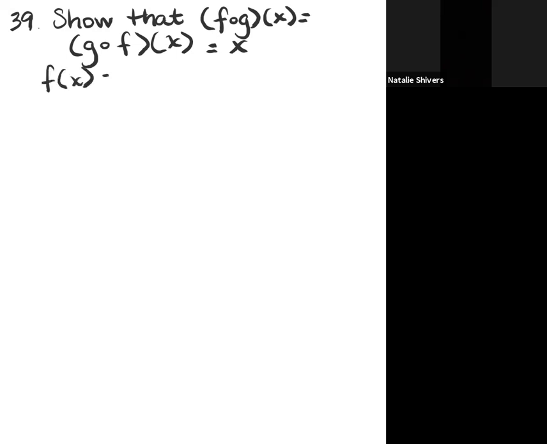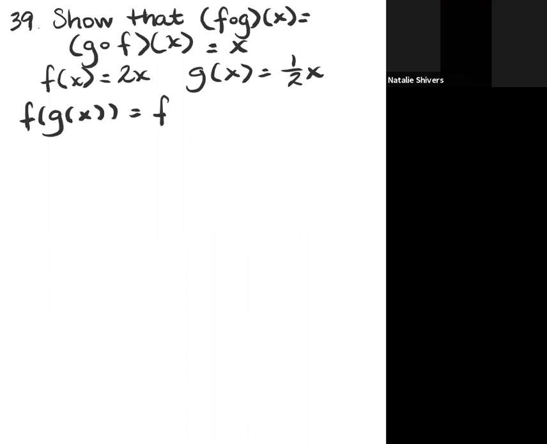So f of x is 2x. g of x is 1/2 x, okay? And I'm going to expect that you show your work, okay? Remember on the test, you gotta show your work. So make sure you understand how to do this. So this says f of 1/2 x. And then I'm going to plug it in right here.